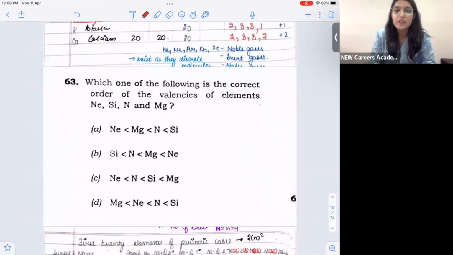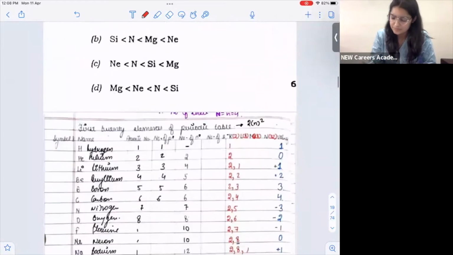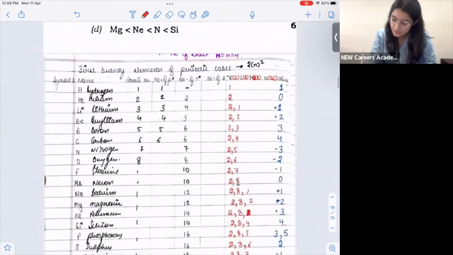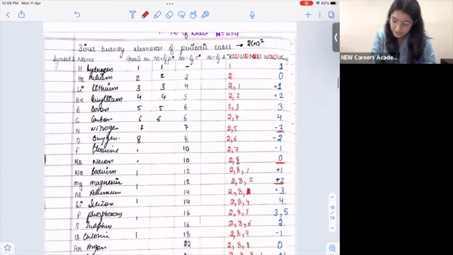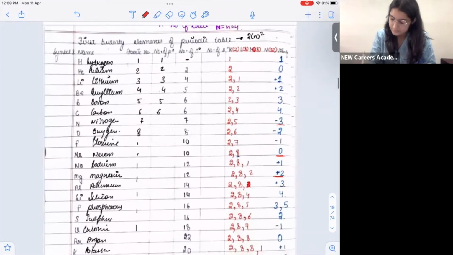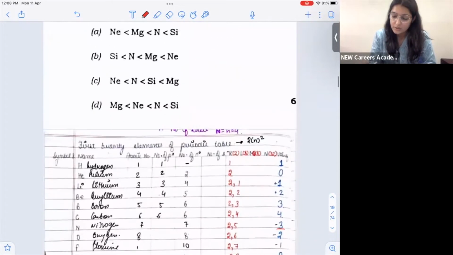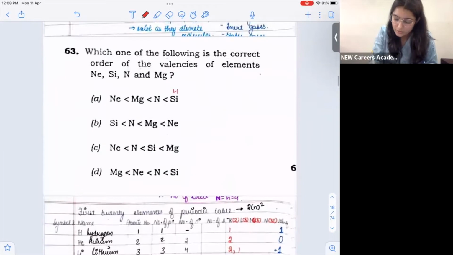Next, which one of the following is the correct order of valencies of the elements neon, silicon, nitrogen, and magnesium? Here we need to consider only the numerical value, not the positive or negative sign. The valency of neon is 0, magnesium +2, nitrogen -3, and silicon 4. So the correct order would be 4, 3, 2, 0. Option A is the correct answer.